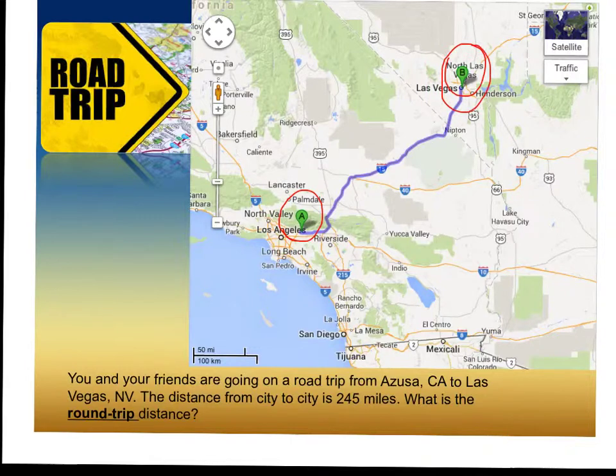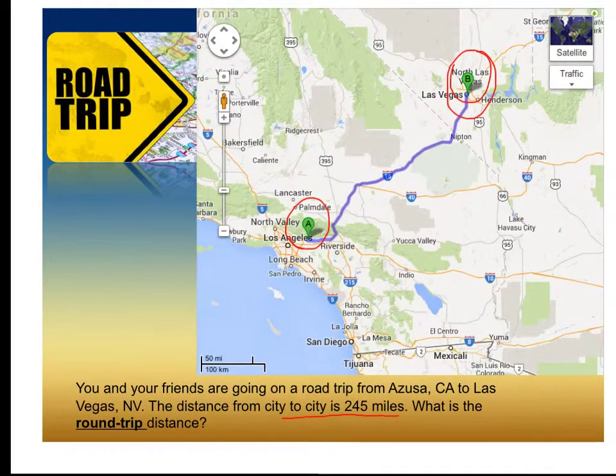Now, the total distance from city to city is 245 miles. So what is the round trip distance? The round trip distance is the distance there and back home. So pause the video, take a minute, and calculate the round trip distance.